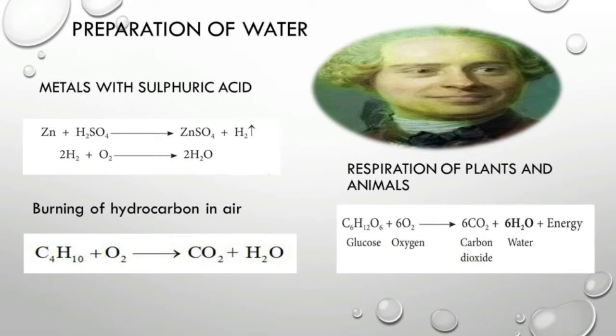Next, preparation of water. Water was first prepared in 1781 by an English scientist, Henry Cavendish. He discovered hydrogen gas when active metals reacted with sulfuric acid. The hydrogen gas released was highly inflammable and burned to form a colorless product called water. See, this is given by the equation zinc plus sulfuric acid. See here, zinc is an active metal which is reacting with sulfuric acid, gives zinc sulfate and hydrogen gas. After that, the hydrogen gas is burnt in the presence of oxygen to get water.